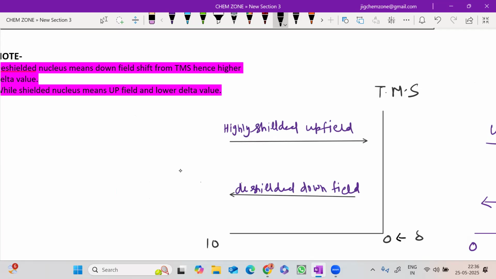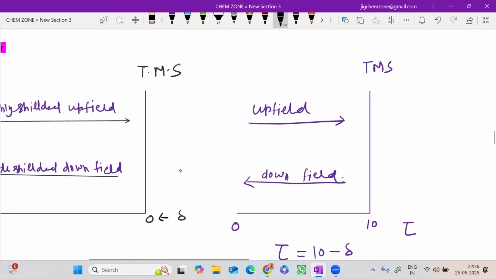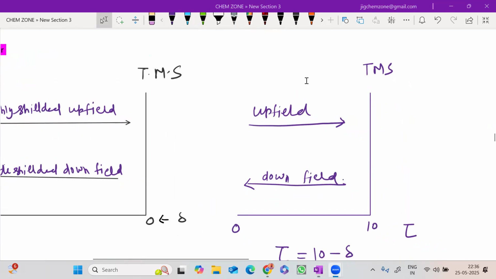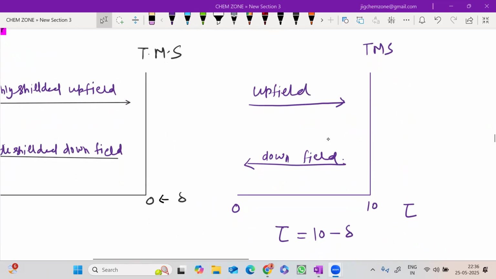So highly shielded nuclei are upfield, that is, they will resonate at lower frequency, close to TMS, while deshielded nuclei absorb downfield. Now there is one more scale, the tau scale. We can also measure the tau scale values to show the upfield and downfield. This is how we can find out the tau values.